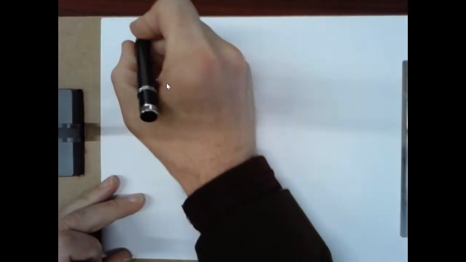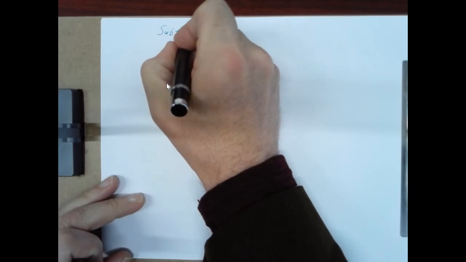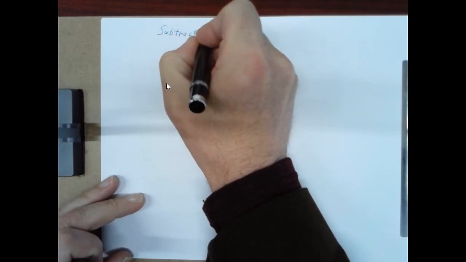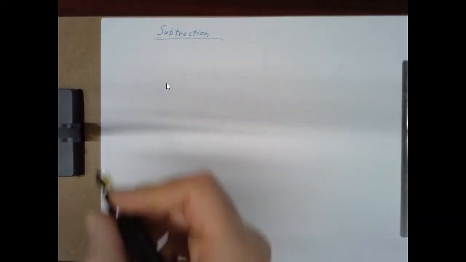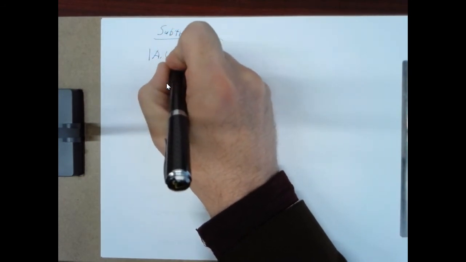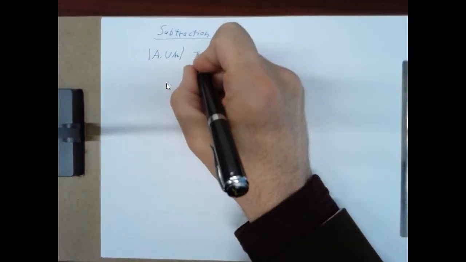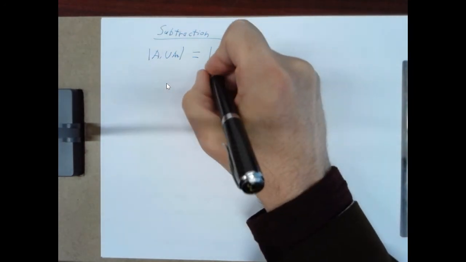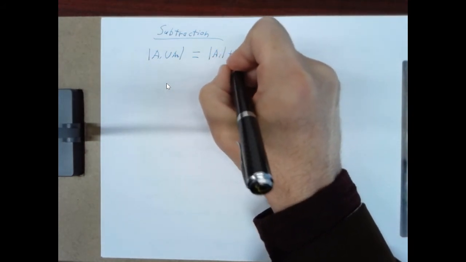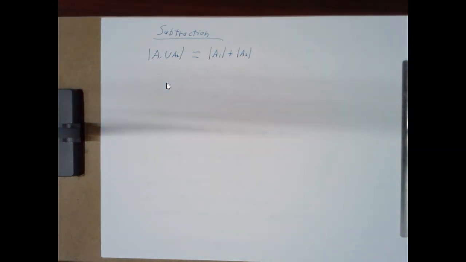All right, so let's talk about subtraction. The idea of the subtraction rule is this thing that we observed a while ago. If A1 and A2 are finite sets, the number of elements in their union is no bigger than the number of elements in A1 plus the number of elements in A2.